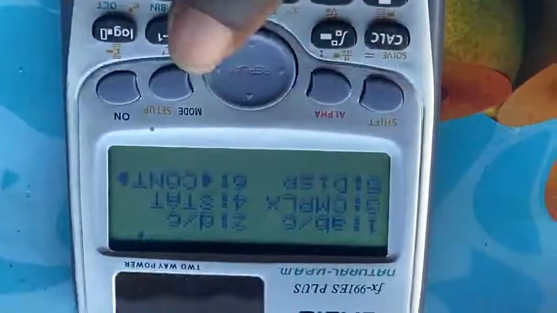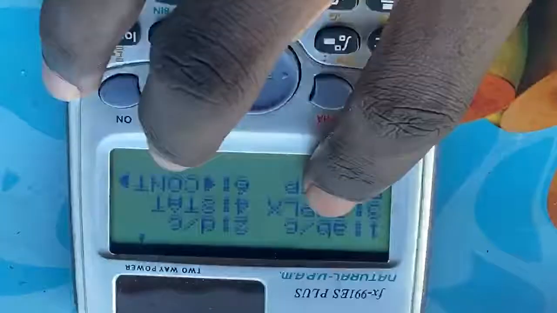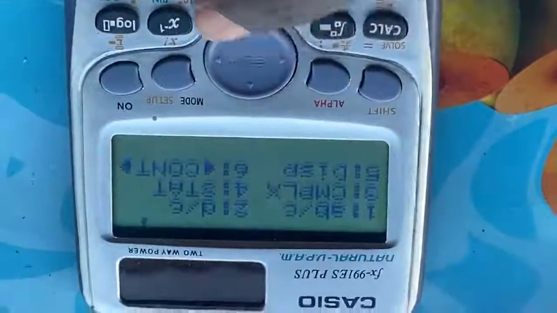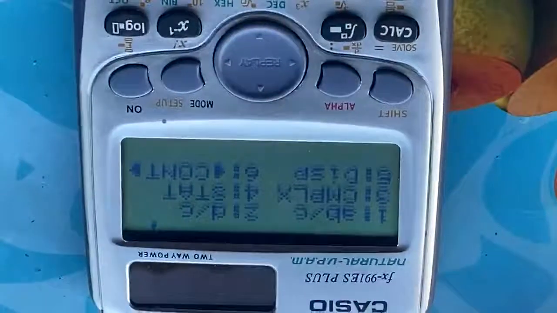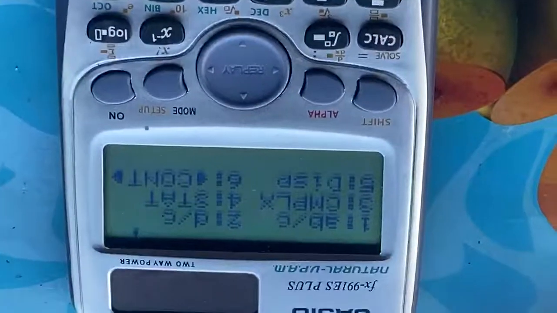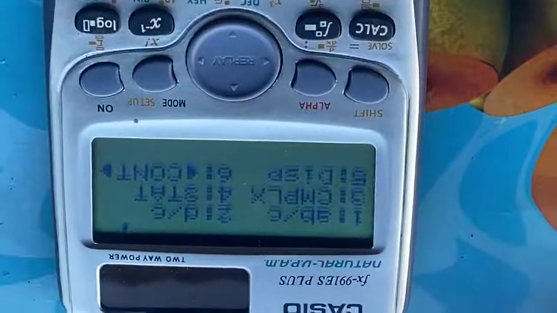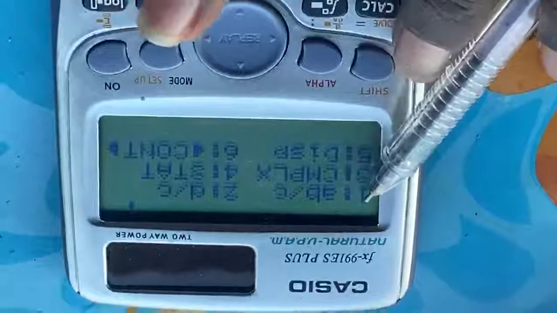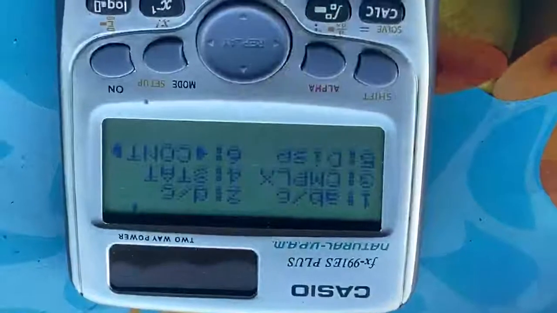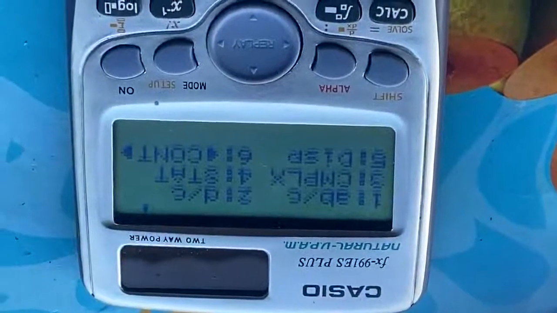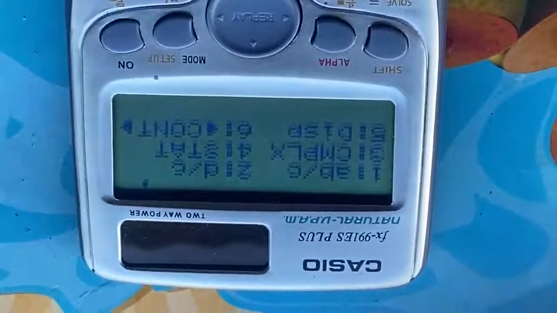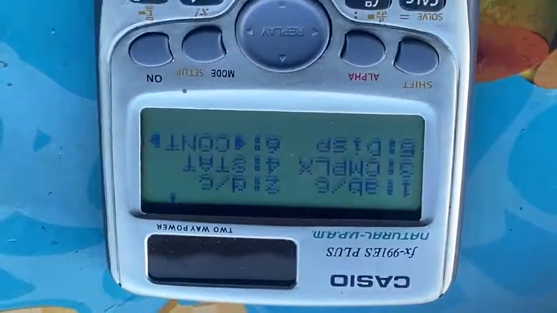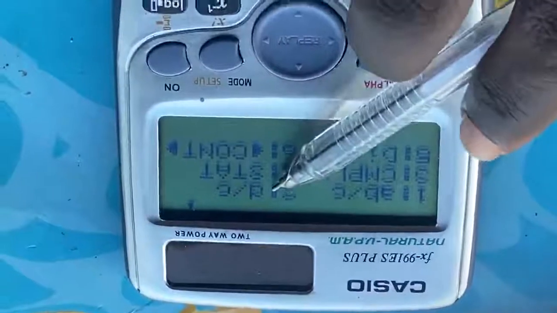So like the AB/C, you can see something like AB/C here when you click down on that same setup. So the AB/C is for mixed fraction. If you want your answer to be in mixed fraction, you click the number 1 here, and this number 2 here is improper fraction. So if you want your answers to be in improper fraction, you choose the number 2 here.